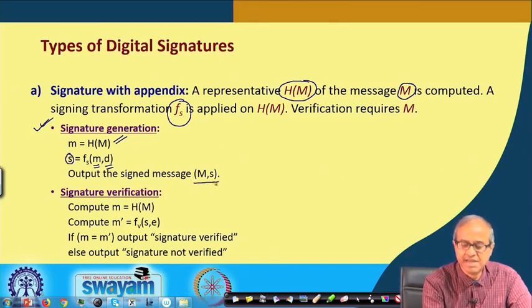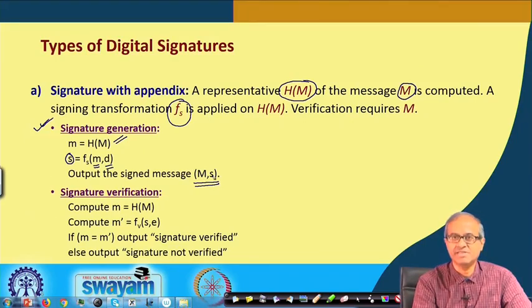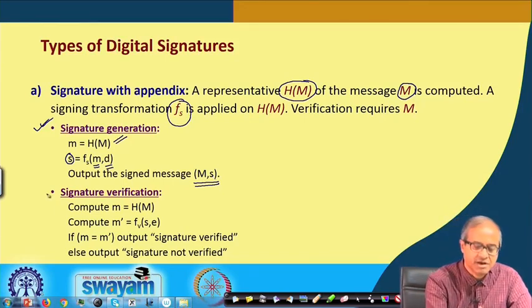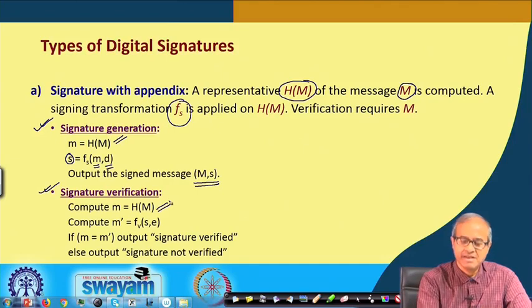So, I can communicate the message M along with the signature S, that is my signature. At the other side, whoever is receiving the message can actually verify the signature and verify the authenticity. So, how can the verification be carried out? Again, from the message, the hash value small m is computed and the signature S was received.